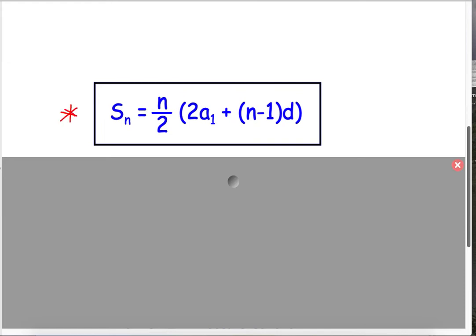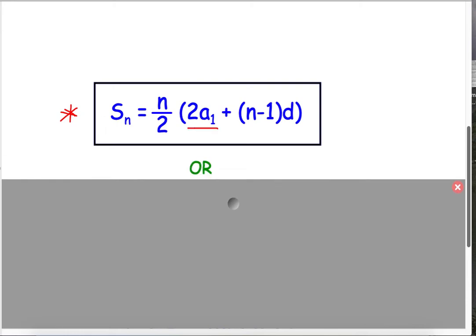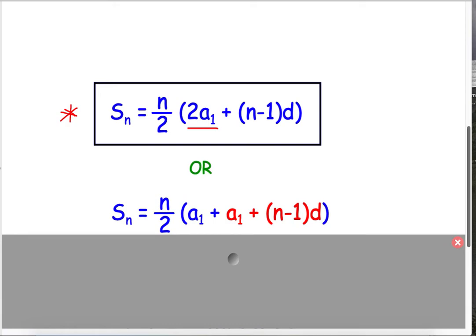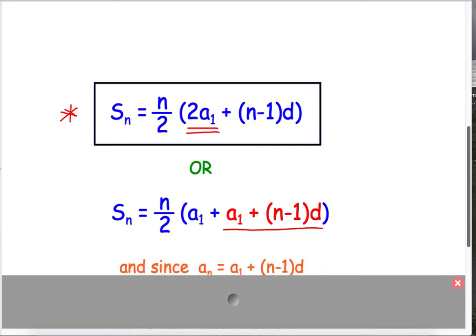Sometimes you'll see a variation. Look at this 2a sub 1. What if I split that up and wrote that as a sub 1 plus a sub 1? Now look what we have. I highlighted in red what I want to focus on. When I split up this 2a sub 1, one of those a sub 1's plus the n minus 1 d, does that look familiar? Yeah, that was our formula for a sub n, wasn't it?